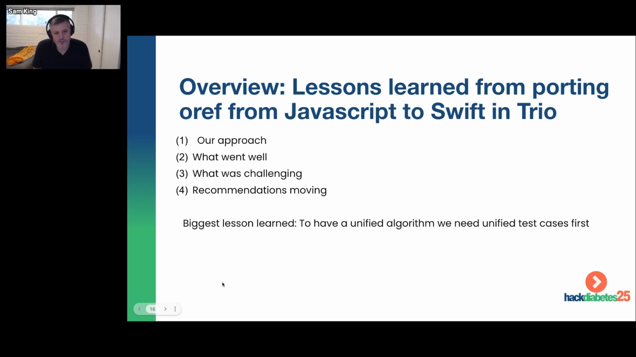All right, so now I'll get into some of the nitty-gritty details of what we've learned from porting oref from JavaScript to Swift in Trio. The big takeaway is that, as a first step, we really need unified test cases. I know this is not what people want to hear. Literally nobody gets a computer science degree so they can write test cases. But when I look at the most impactful thing, both in the time I've spent personally working on this and what would be great for us as a community, a unified set of test cases would be amazing. Next slide, please.